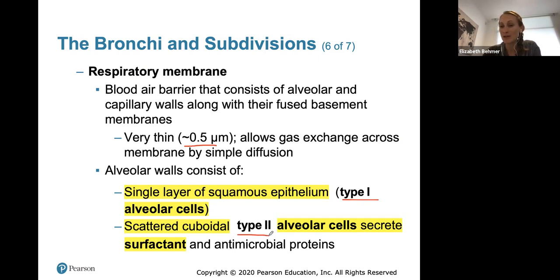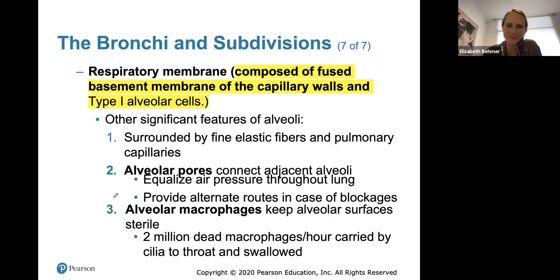Type 2 alveolar cells are cuboidal in shape, and they secrete a liquid called surfactant, which keeps your alveoli from collapsing. Your alveoli are like little balloons that naturally want to collapse on themselves, but this surfactant reduces surface tension and keeps them open. Surfactant is produced by type 2 alveolar cells, and type 1 alveolar cells help to make up the respiratory membrane because they're a single layer of squamous epithelium. So this is what makes up that respiratory membrane.